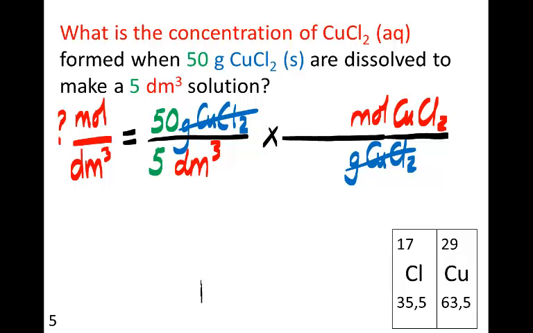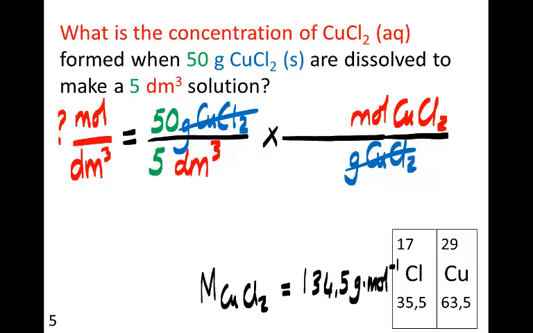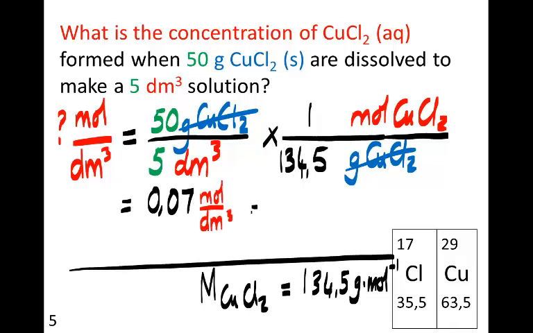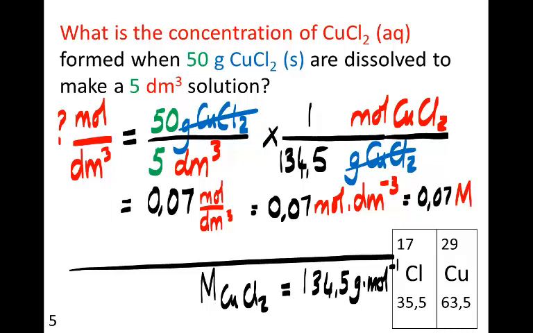Now we've already said that the molar mass of copper chloride, CuCl2, is 134,5 grams per mole. So 134,5 grams of copper chloride is the same thing as 1 mole of copper chloride. 50 divided by 5, of course that's 10, divided by 134,5 gives us 0,07 mole per decimeter cubed. Or we can write it 0,07 mole dot decimeter to the minus 3. And that's the same as 0,07 molar. All of those are just different ways of saying the same thing.